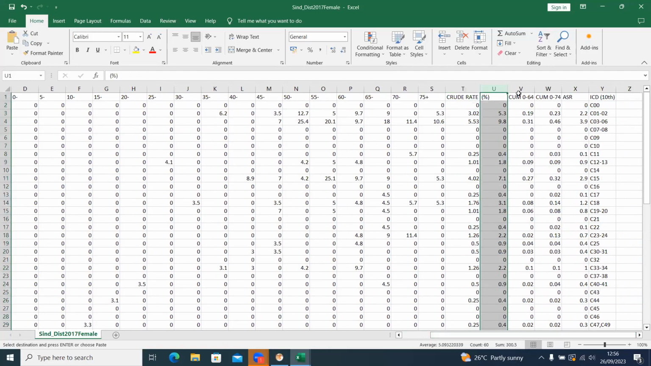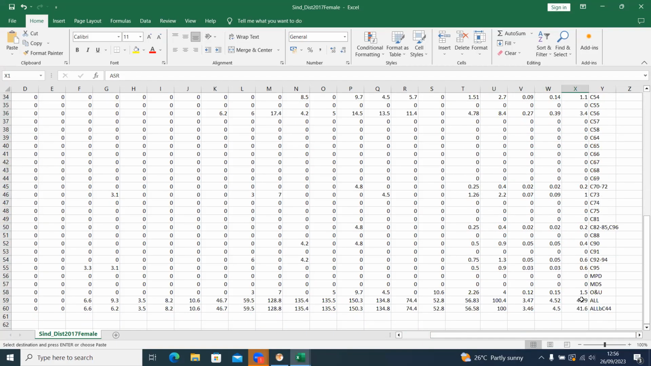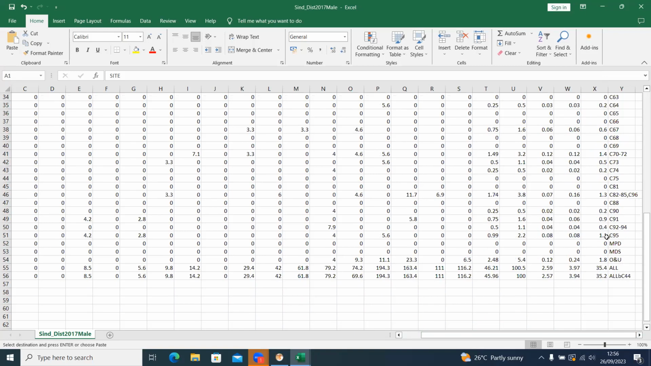And we have percentage as the next column. These are the cumulative rates which are being calculated for the age group 0 to 64 and 0 to 74. The next column is the age standardized rate. So for all sites, we have the age standardized rate as 41.9 for females. And similarly for males, the rate which is calculated is 35.4.